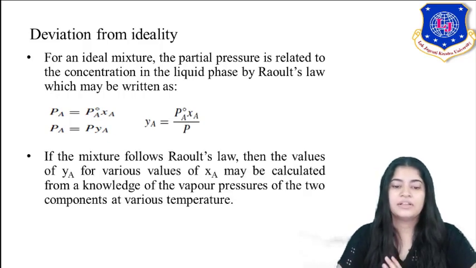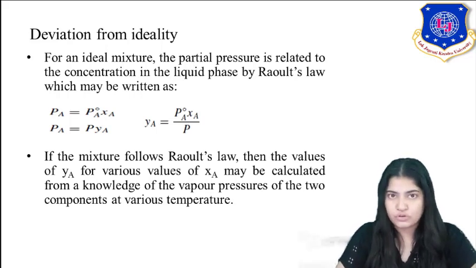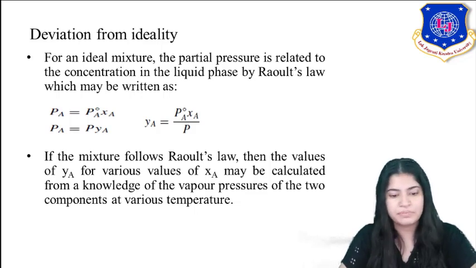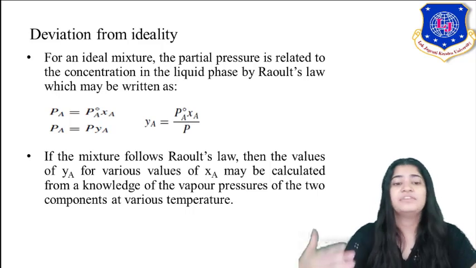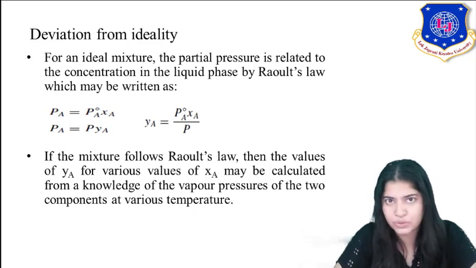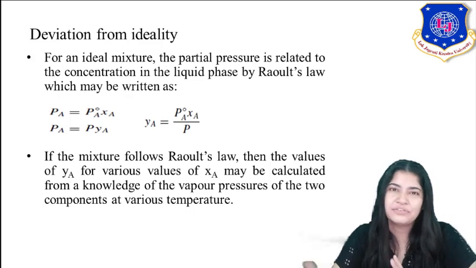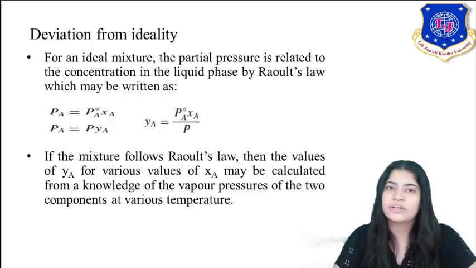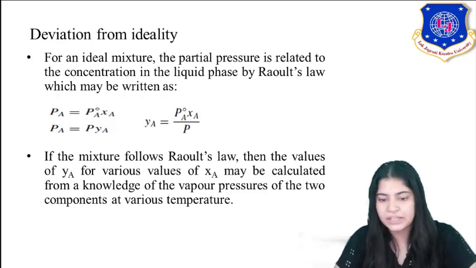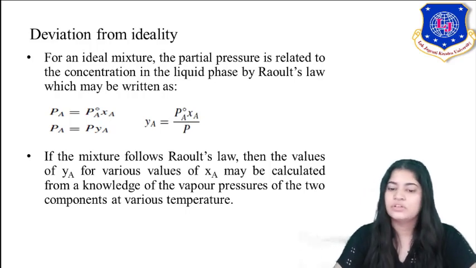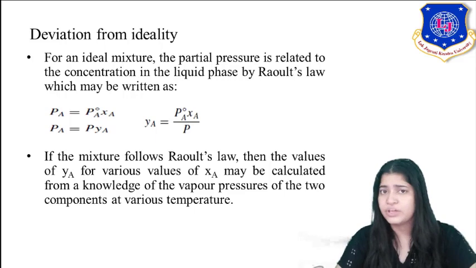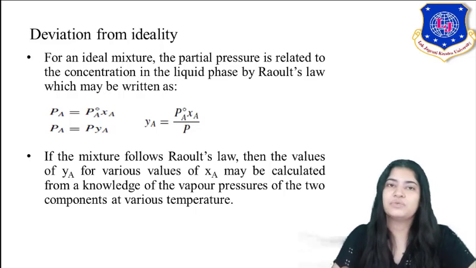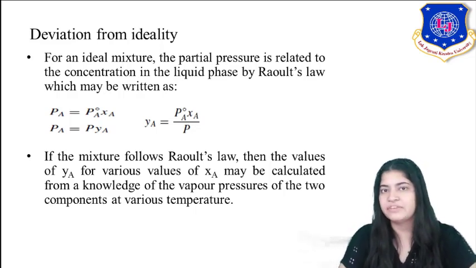Now if the mixture follows Raoult's law, then the values of YA for various values of XA may be calculated from the knowledge of the vapor pressure of the two components at various temperatures. We will solve some questions also. These are very simple questions. Whenever you have to find either YA or XA, some data would be given. It is totally manipulation of your equations, how you calculate PA, PB, PT. We will follow an example later on. So you can calculate the value of YA for various values of XA, and using this equation you can also generate equilibrium data, YA versus XA.